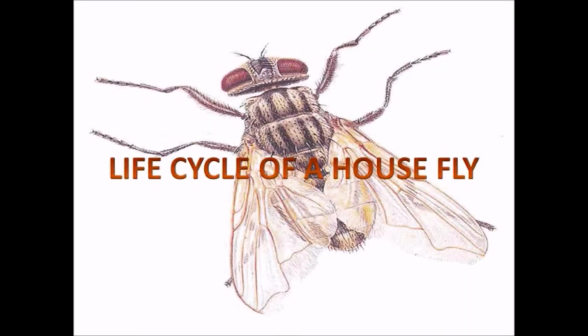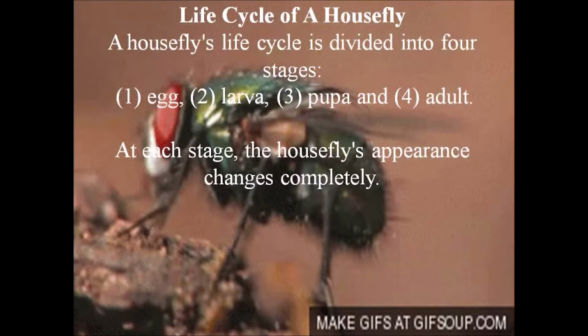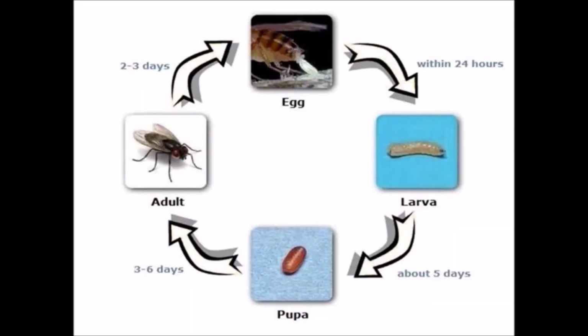Life cycle of a housefly. A housefly's life cycle is divided into 4 stages: egg, larva, pupa and adult. At each stage, the housefly's appearance changes completely. Observe the picture here, the life cycle of a housefly.